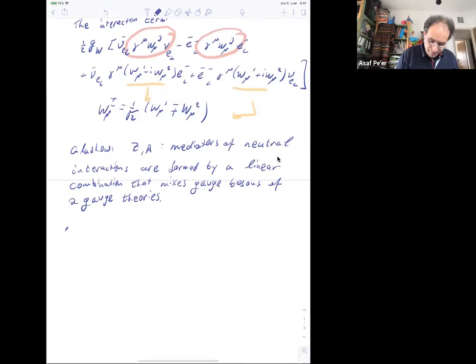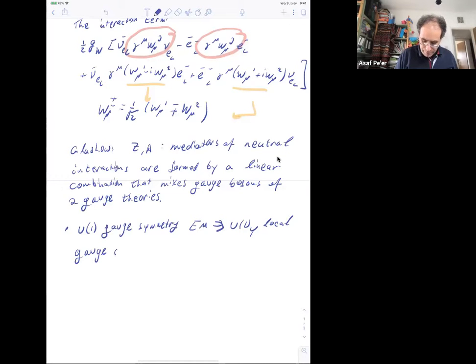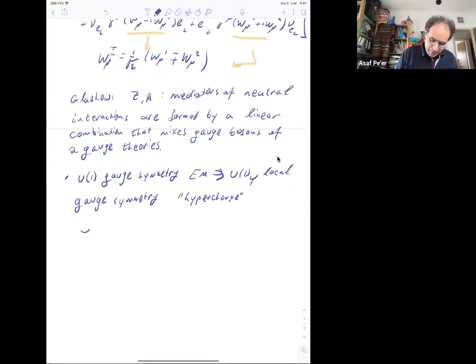So we have a U(1) gauge symmetry of the electromagnetism being replaced by a U(1)_Y, again a local gauge symmetry, what's known as a hypercharge. So psi of x will transform as psi of x goes to e to the i g prime Y over 2 chi of x, times psi of x.